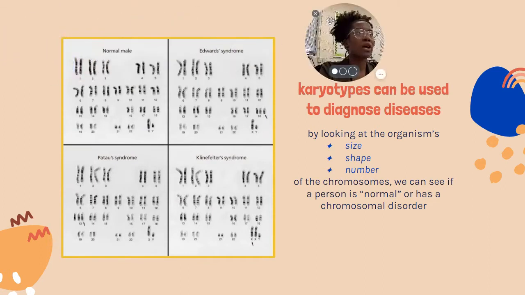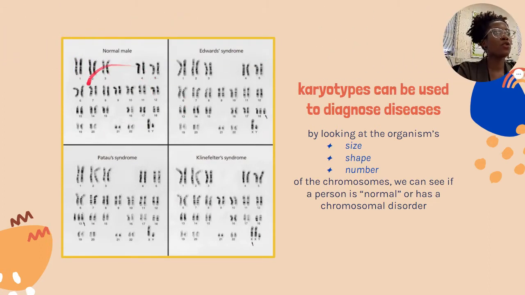So we know what a normal karyotype looks like. We know the normal size of each chromosome, the normal shape of each chromosome, and the normal number of chromosomes. So by looking at a karyotype of someone who we suspect has a genetic disorder, we can confirm or deny that they have the disorder by looking at their size, shape, and number of chromosomes.